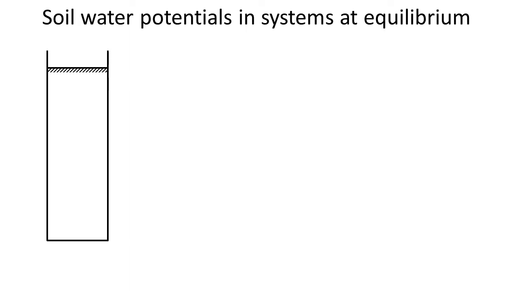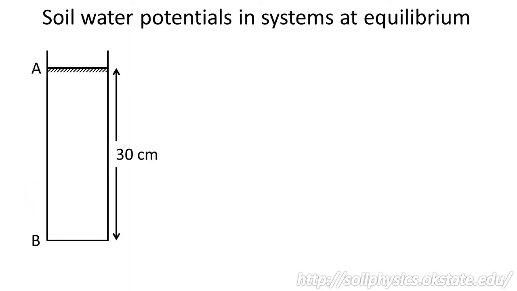I want today to help you understand soil-water potentials in systems at equilibrium. On the left side here is a soil column, and the dashed line represents the soil surface. The soil column at the surface, we're going to call point A, and down below we'll call point B. In this case, the soil column is 30 centimeters long.